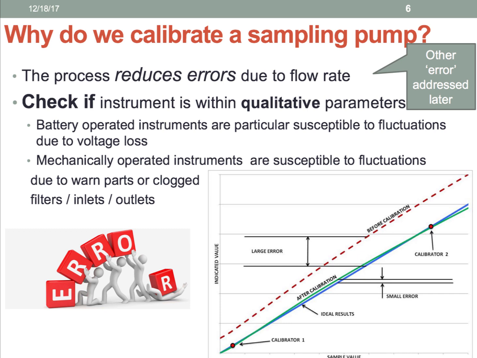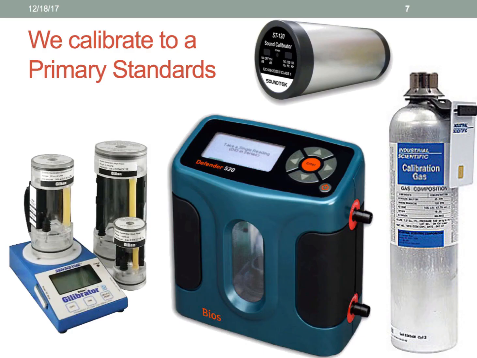We must remember that battery-operated instruments are particularly susceptible to fluctuations due to voltage loss, and our sampling pumps do try to adjust for any fluctuations within a certain range. Also, mechanical operating instruments such as our sampling pumps can have parts that become worn out, filters or inlets or outlets which become clogged over time.